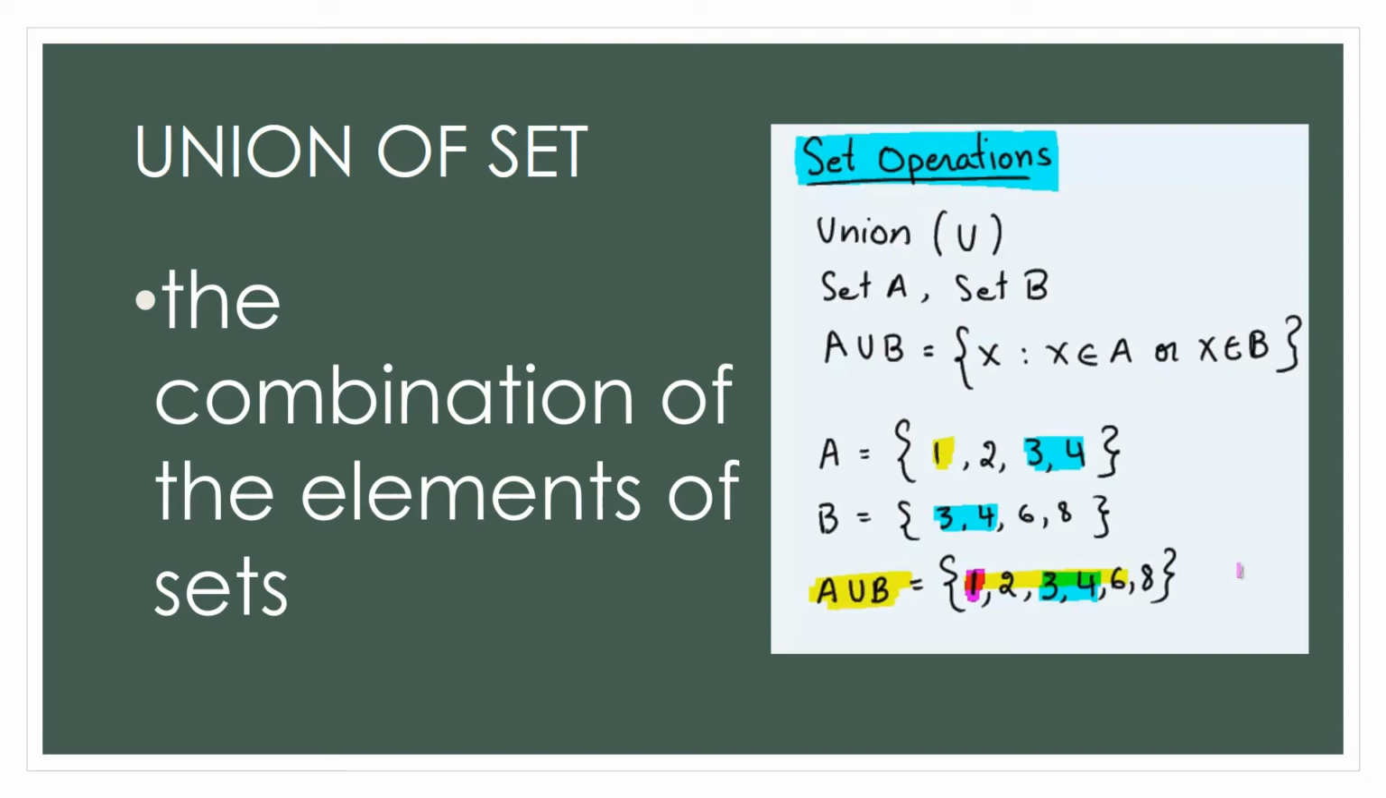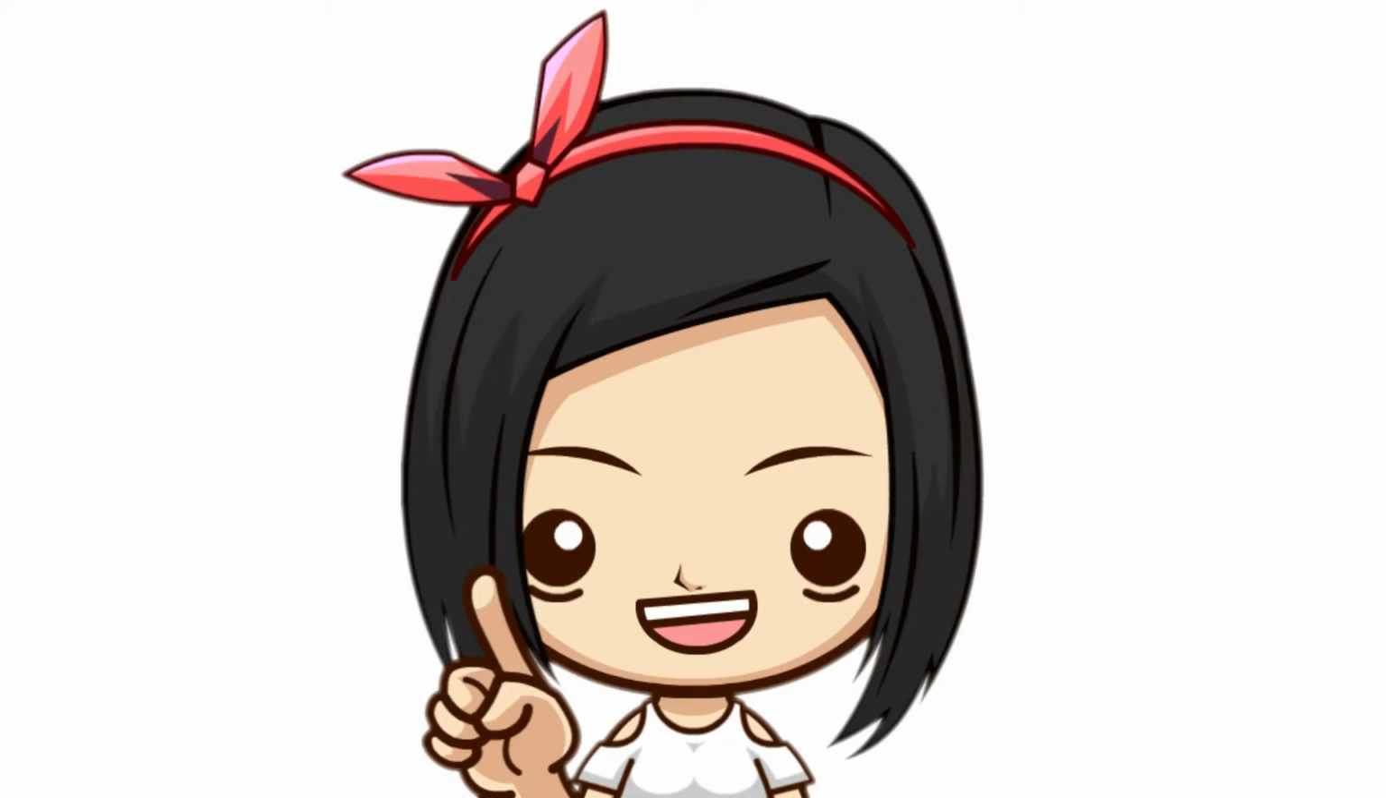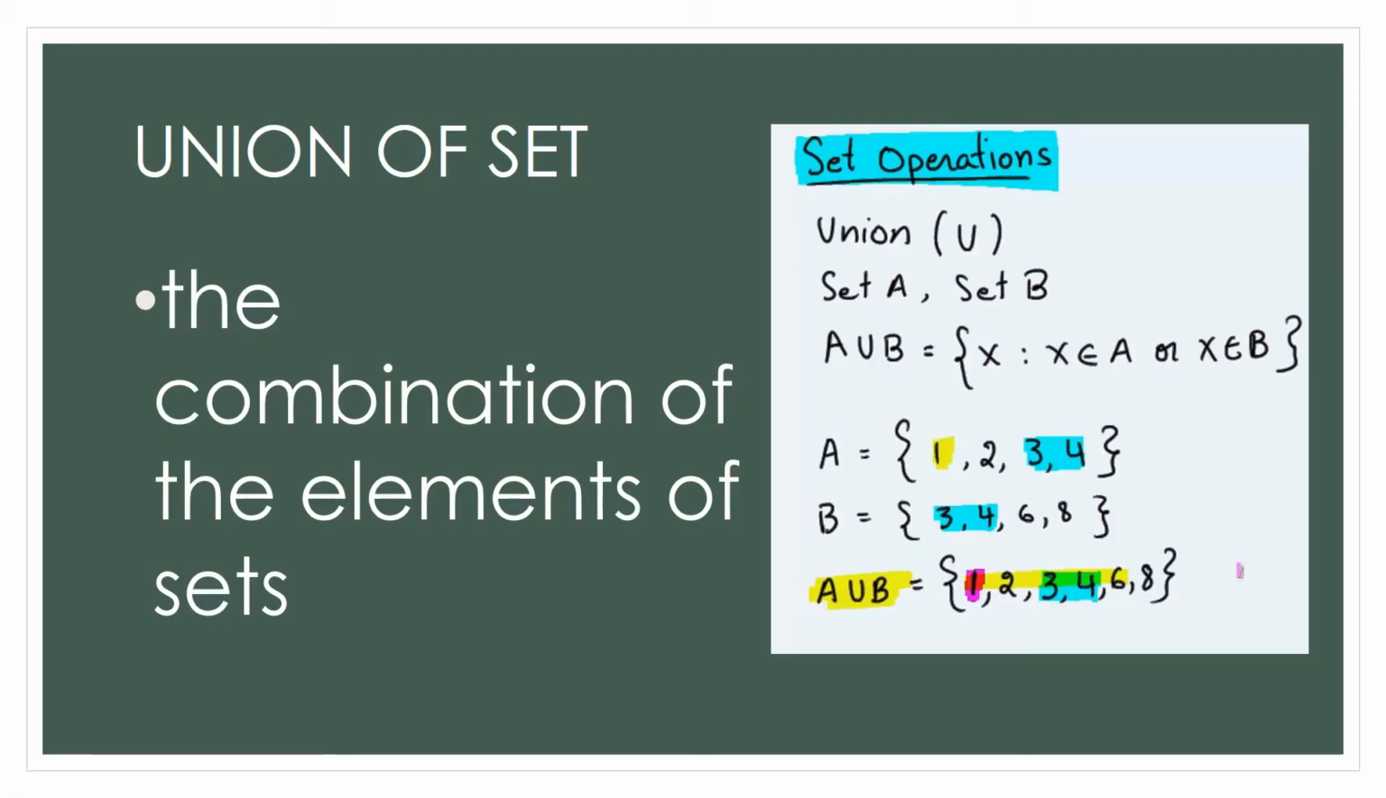Notice that the common elements are only counted once. So if you notice, set A had the elements 3 and 4, and set B also has the elements 3 and 4. But in their union, we only see 3 and 4 once. Therefore, it concludes that they cannot be repeated.